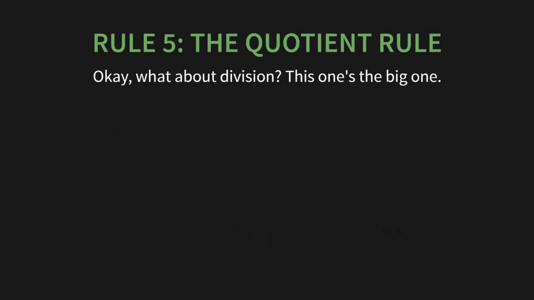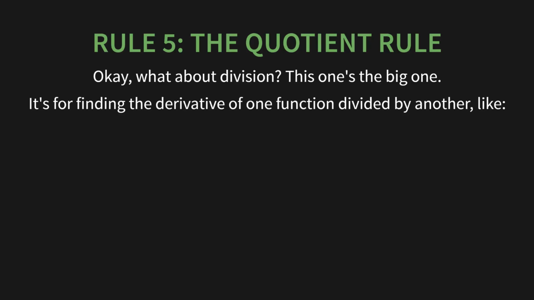Okay, what about division? This one's the big one. It's for finding the derivative of one function divided by another. Something like e to the x divided by x cubed. This is rule number 5, the quotient rule.